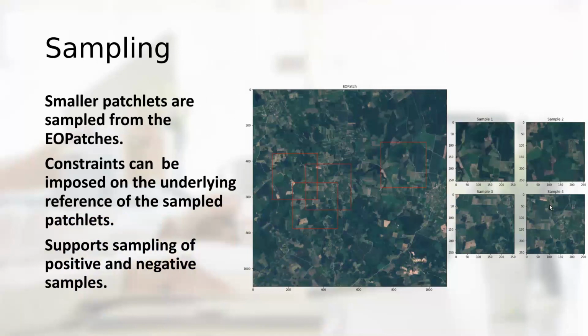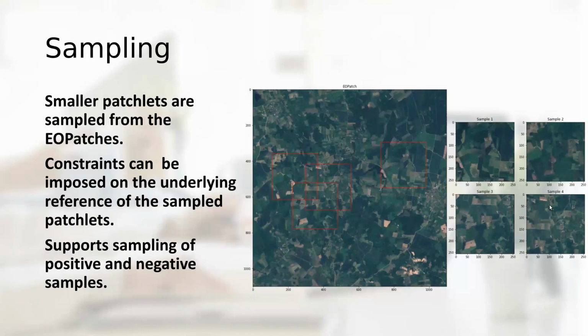In the sampling step, so once you have the EOPatches, the next step is sampling. So in the sampling step, smaller patchlets are sampled from these EOPatches. And this is done so that the following steps that come after this are easier on the memory. And it's one step closer to what the model actually expects. Using sampling, a constraint can be made on what exactly is sampled.